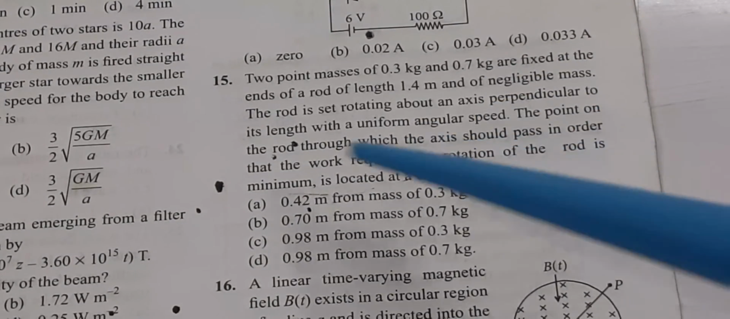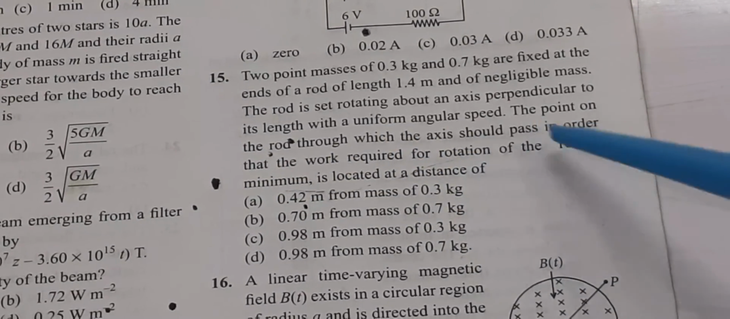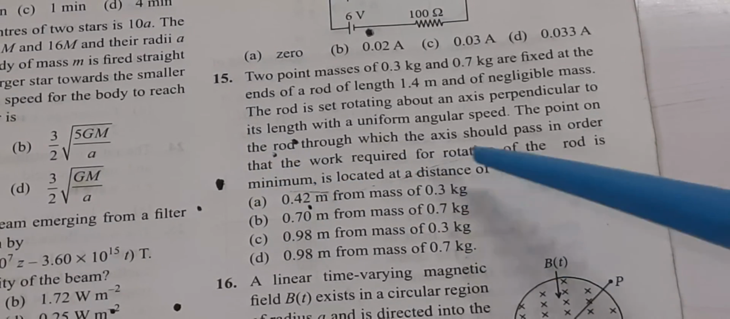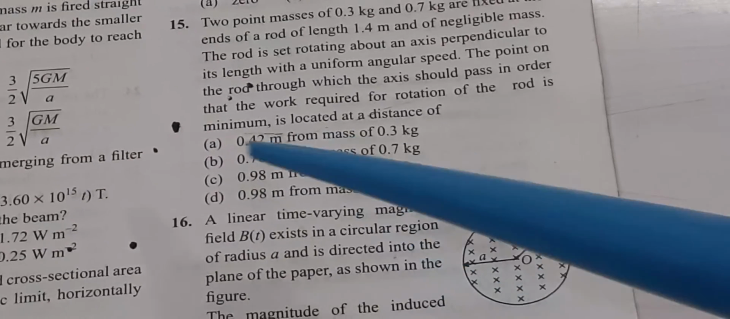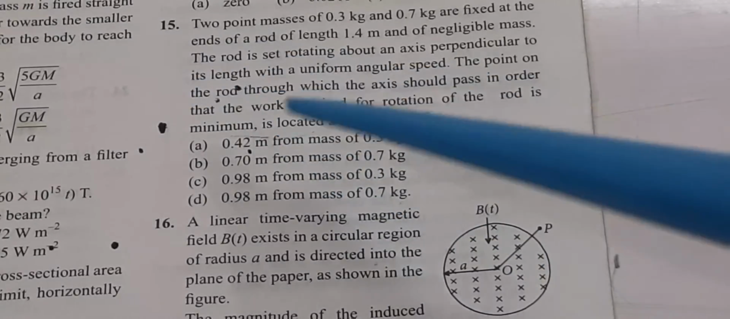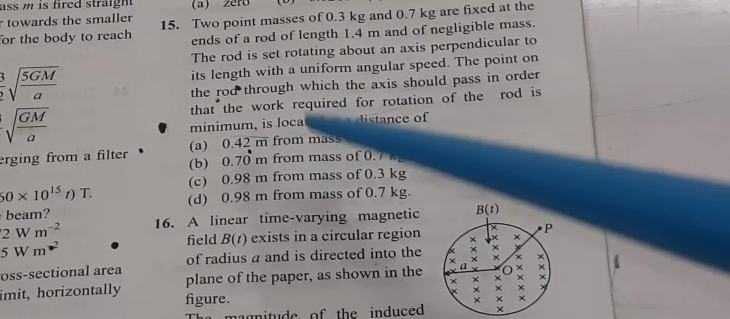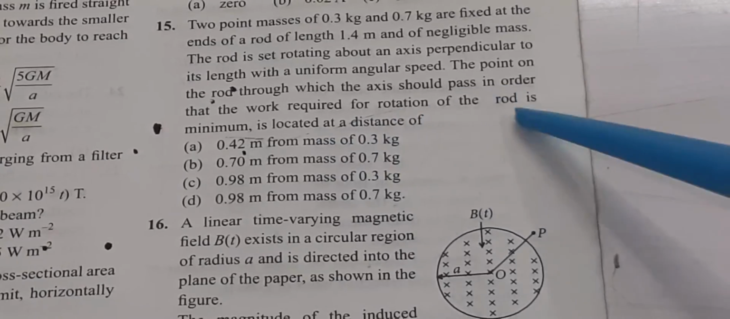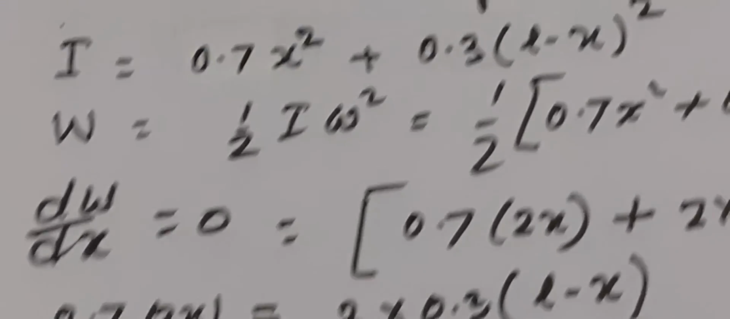The point on the rod through which the axis should pass, in order that the work required for rotation of the rod is minimum. Minimum work is needed to do this. What should be the location of the axis of rotation? It is located at the distance... Choices are here. Now solve this problem in this way.